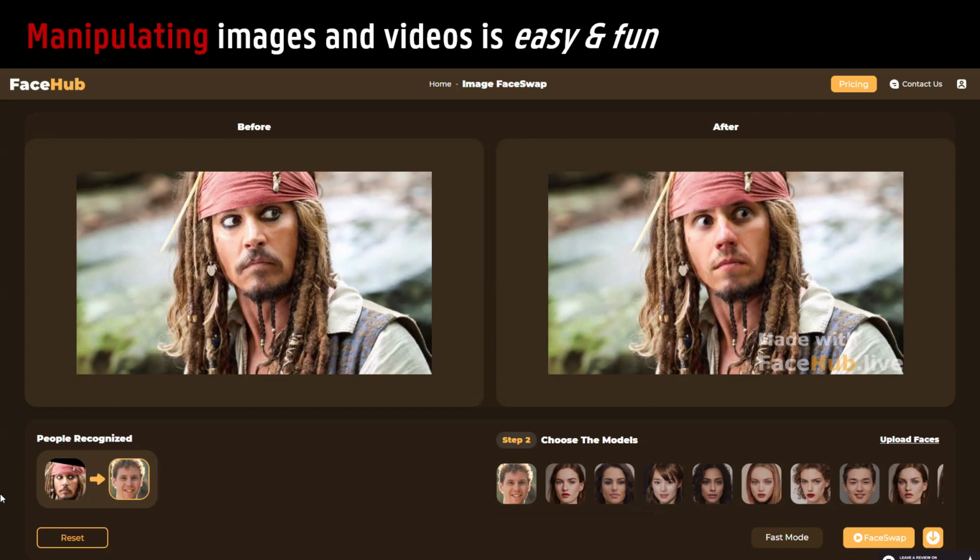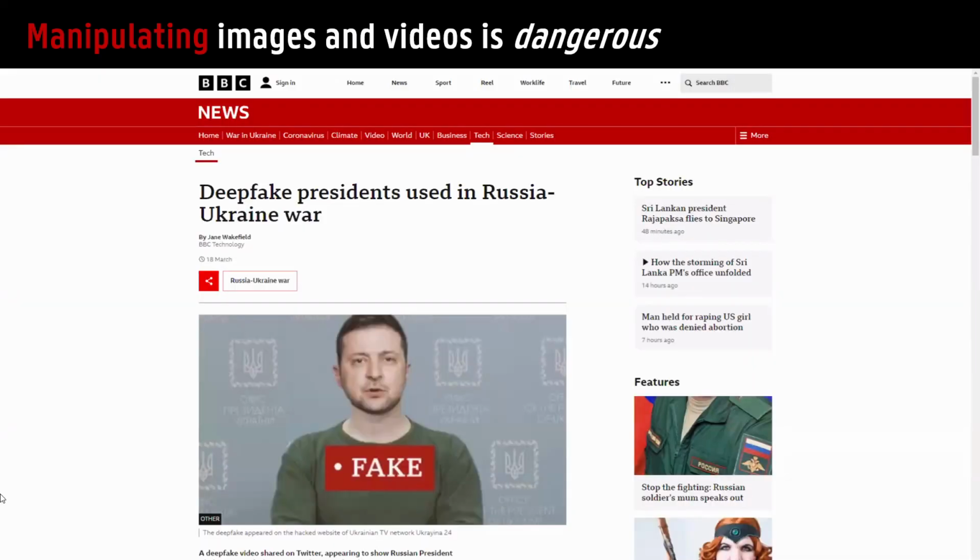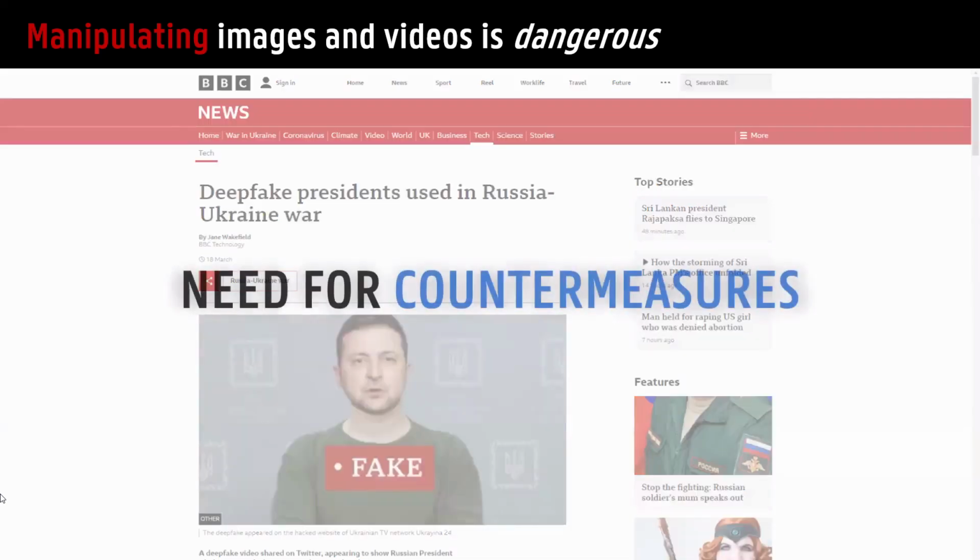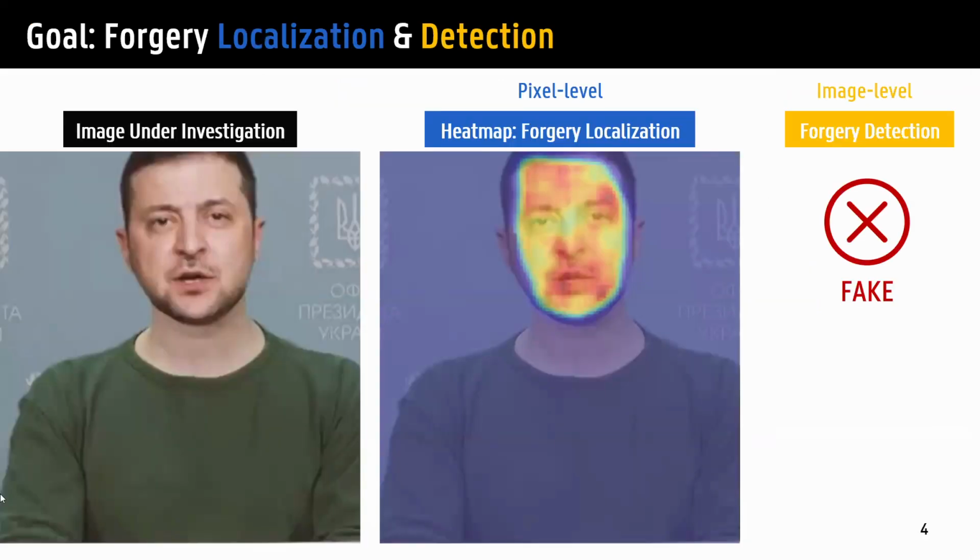But apart from these fun applications, we also have more dangerous applications, as stated before in the keynote. We have a deepfake video of a president, and this can have severe consequences if they are publicly saying something that they have actually never said in real life. So there's a need for countermeasures, and that's where our proposed method comes in.